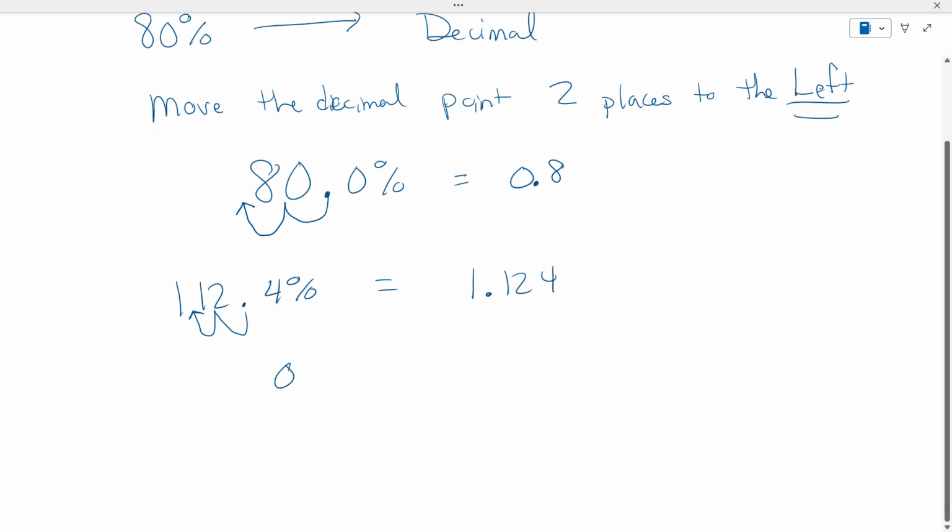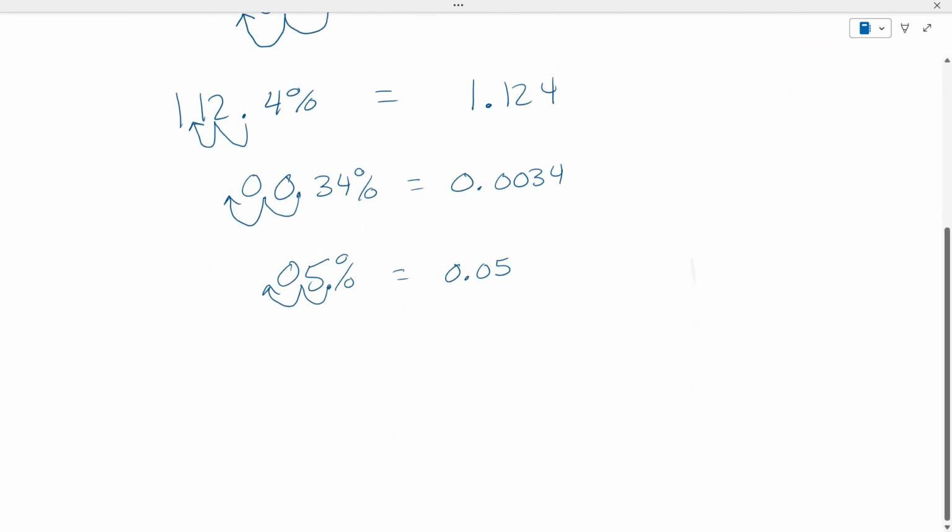If you have 0.34%, you still have to go to the left. So I'm going to add another 0 on here and go 1, 2. So then it's 0.0034. The percent 0.34 equals the decimal 0.0034. So if we have 5%, the decimal's right here at the start. We put a 0 in front and move it 2 places. So 5% is 0.05. So that's making a percent into a decimal.